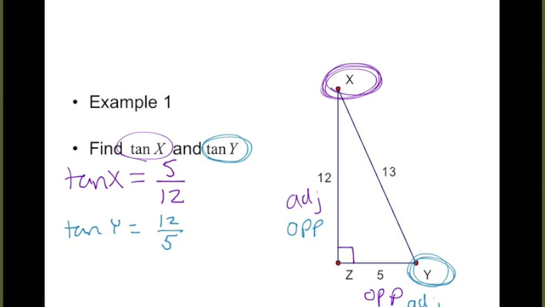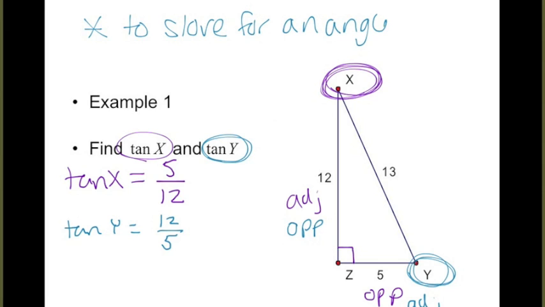To solve for an angle, we will need to do what is called an inverse tangent, which has a little -1 there. On the calculator, it is second tangent. Calculators have a second button. It is typically in the upper left-hand corner, or some calculators call it a shift button. We'll need to press our second button when we're solving for an angle.